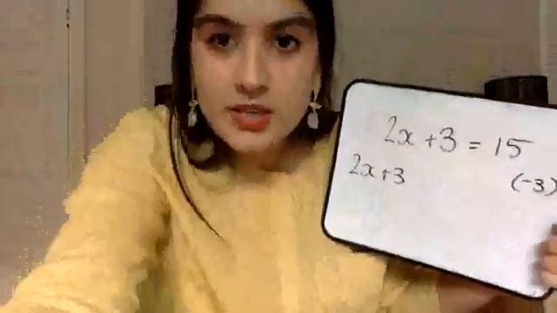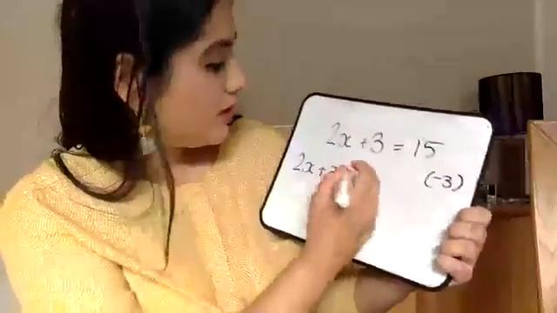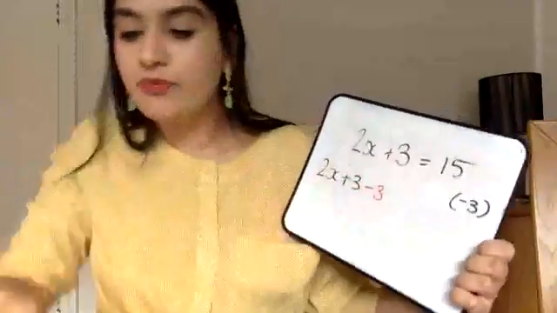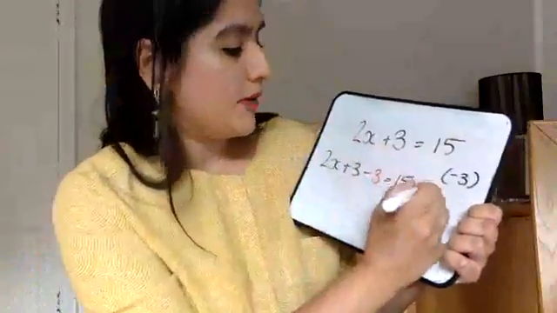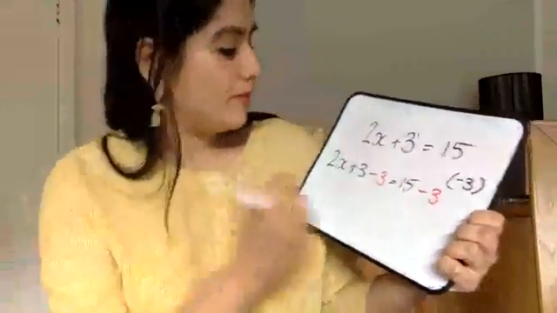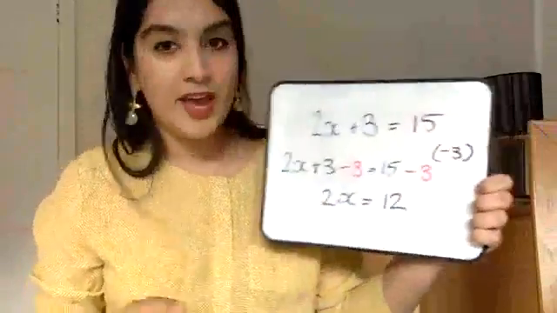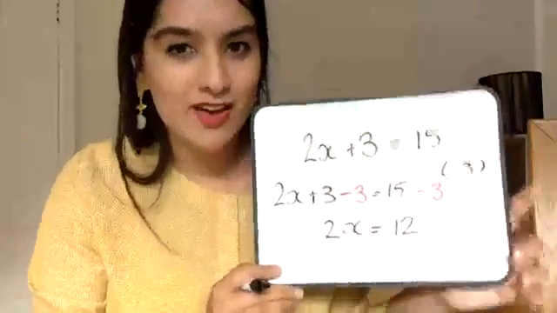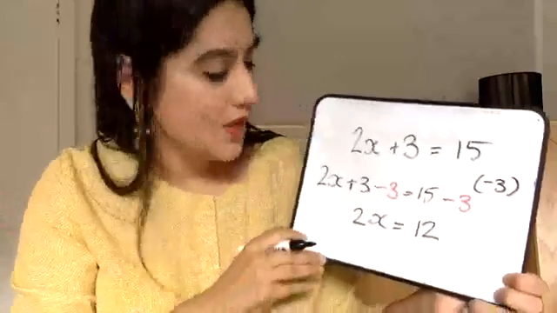Hope you guys can see this. And if you can't see my board, just let me know. I'll always just move closer to the camera. So you've got minus 3 here is equal to 15 minus 3. Let's tidy that up. I have 2x is equal to 12. Okay, I'm getting closer. I'm not quite there yet. It's not in that x equals something format to help me solve it. So what can I do?